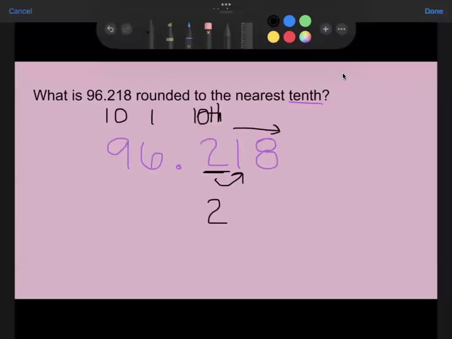Everything to the right of that place value is going to become a 0, and everything to the left of that place value is going to remain exactly the same. So 9, 6, decimal, 2. Then I can get rid of unnecessary zeros, and my final answer would be 96.2.